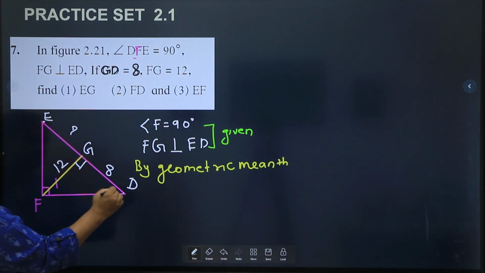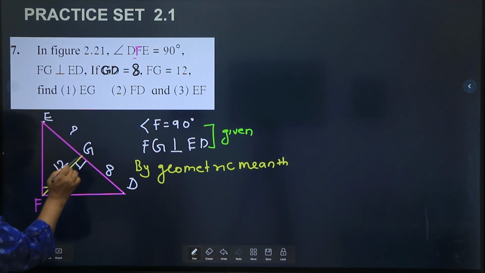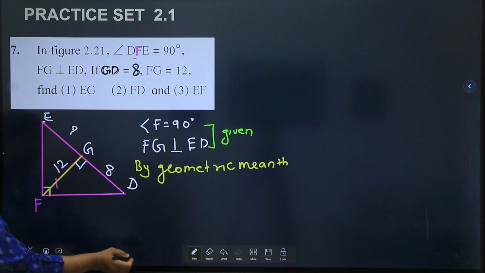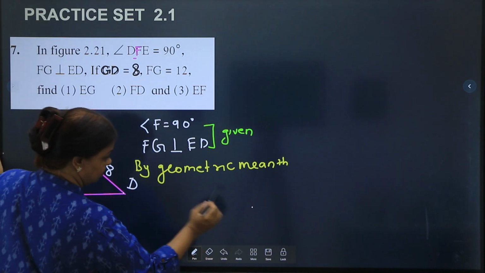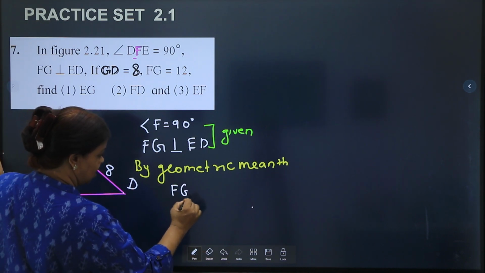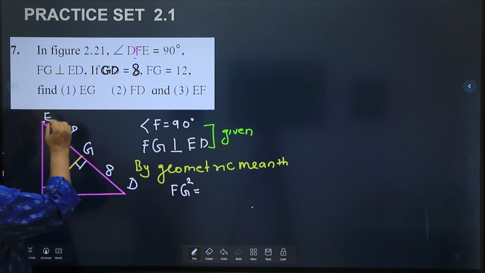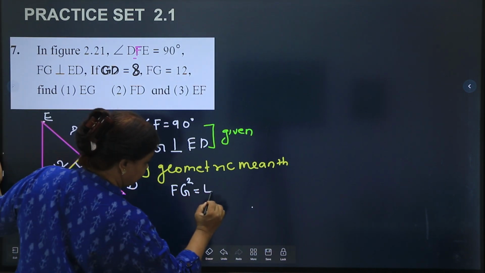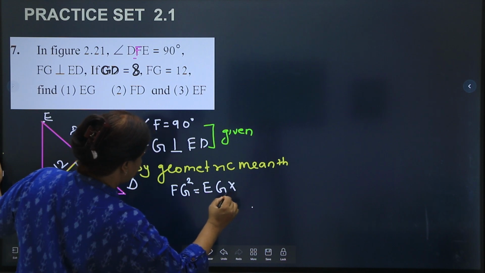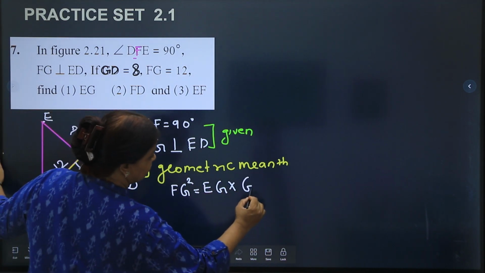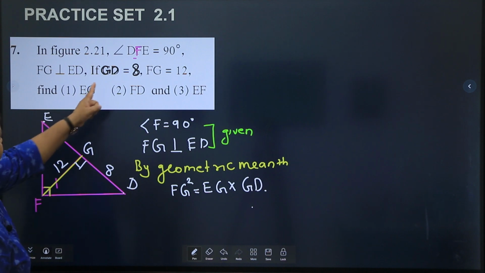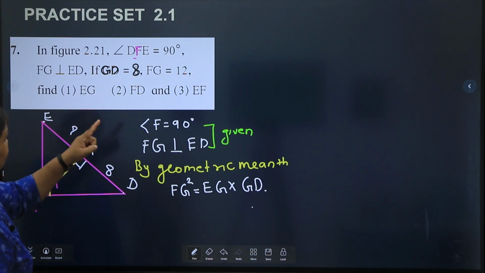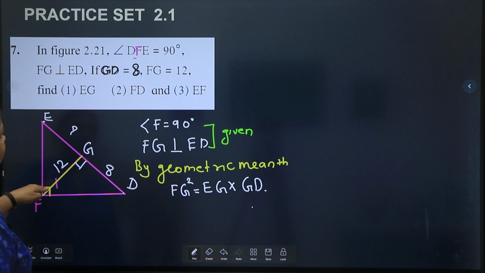FG is perpendicular, right? And from here the 90 degrees perpendicular is drawn. So by geometric mean, the square of FG is equal to EG into GD. Let me check this. FG is perpendicular to ED. Okay. And GD is given 8, FG is given 12.